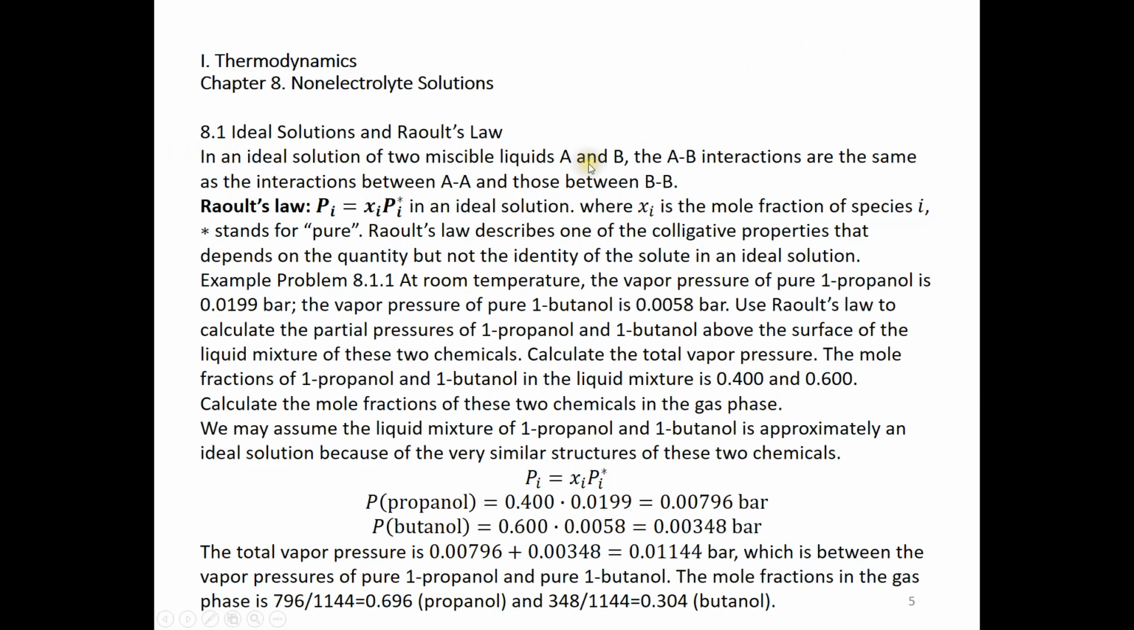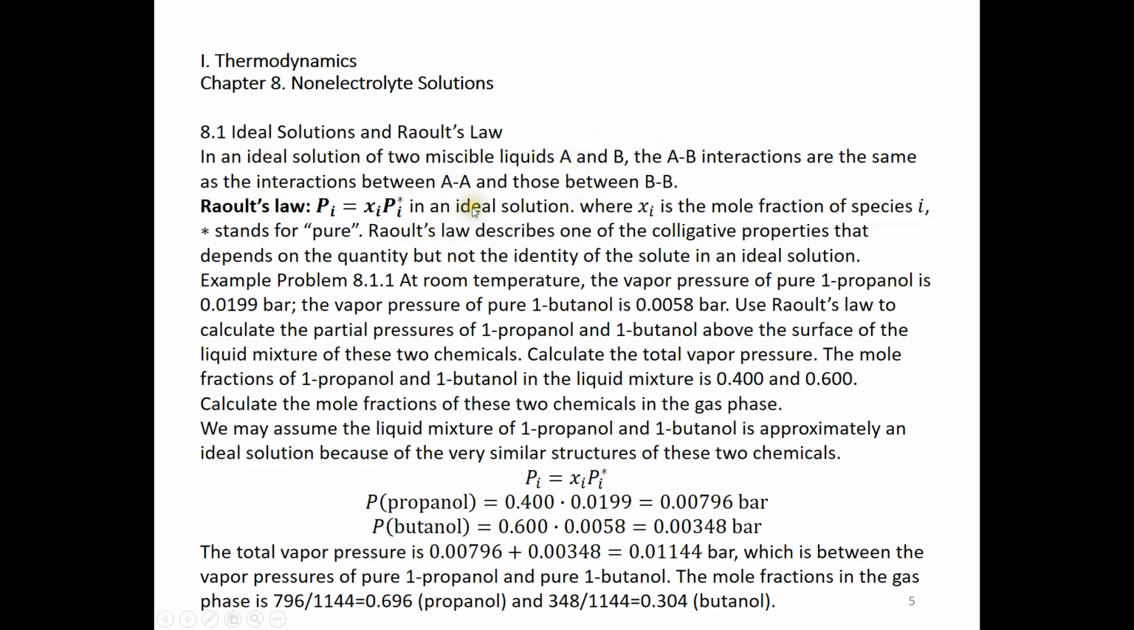Even though in the solution A is now, for example, surrounded by 40% A and 60% B, because the A-B interaction is the same as the A-A interaction, the mixing did not really change the attraction or repulsion felt by each A.